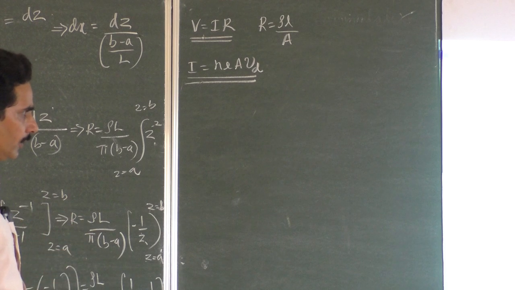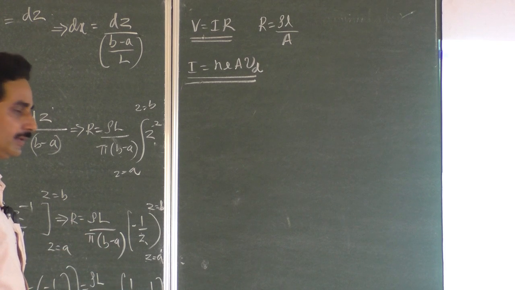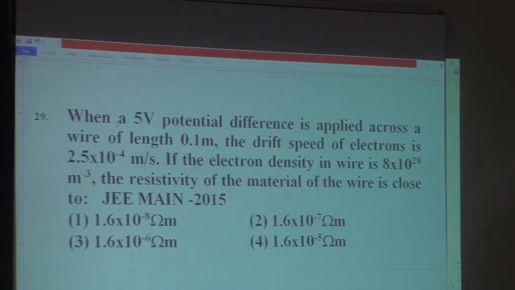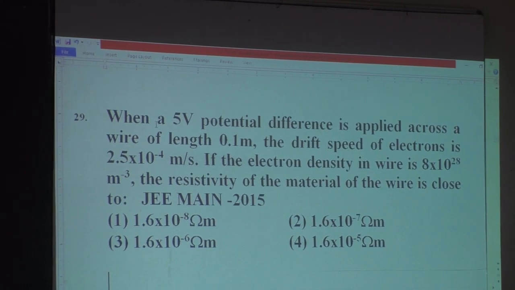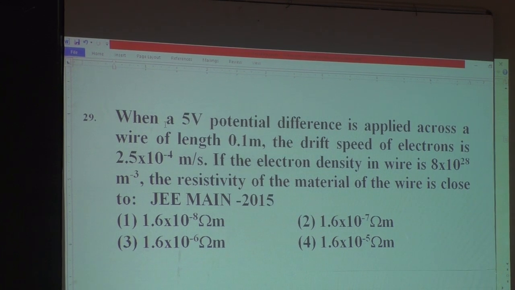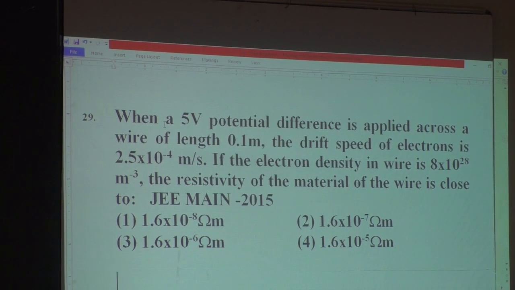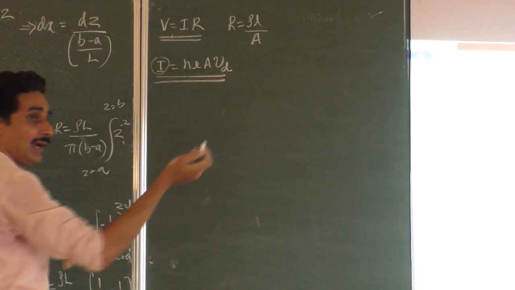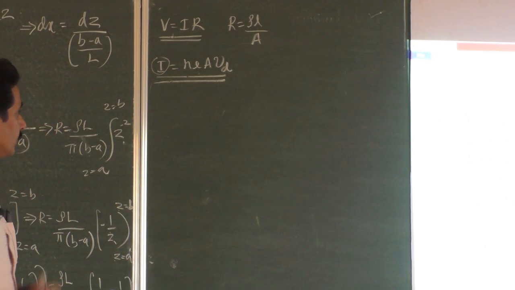If you go back to the problem, I equal to NEAVD, does this equation work here? Definitely, because the number of free electrons per unit volume is given, the charge of the electron you know, and the area of course is not given, but we have to somehow get it. Drift velocity is given, but the question is rho, right? What is the resistivity? So shall we get rho in this equation? Current helps us because V equal to IR, and R contains rho, so we will mix it up.